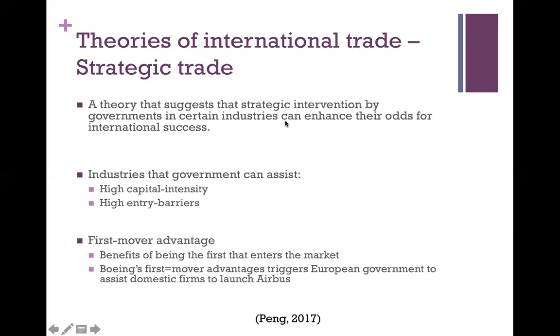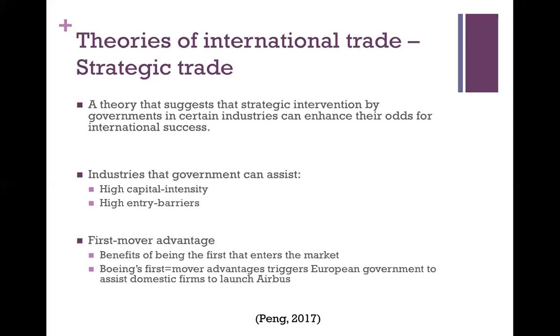Now, the other concept that we also need to understand in terms of strategic trade is the first mover advantage, which is the benefit of being the first to enter the market. If someone enters the market in business, not only in terms of international trade, that company has the benefit of enjoying the leadership in that market. For instance, Boeing is the first mover and enjoys the first mover advantage. That triggers the European government to assist domestic firms to launch Airbus. They extend their help because of the high capital intensity in the airline industry and also the high entry barriers in that industry.